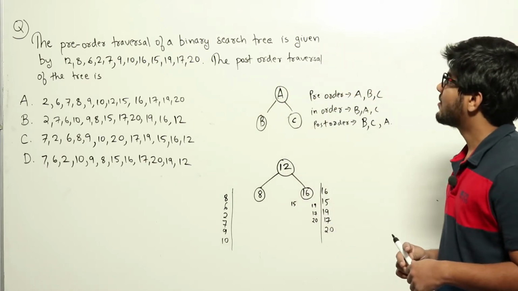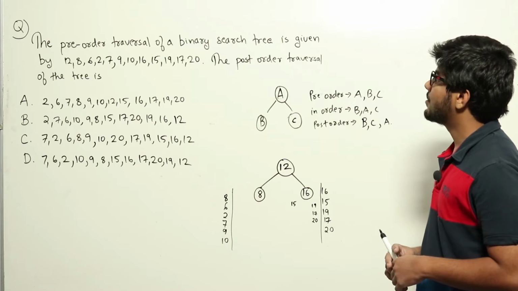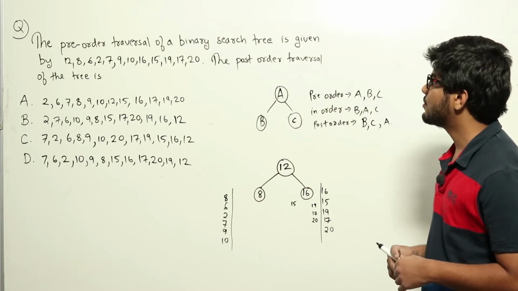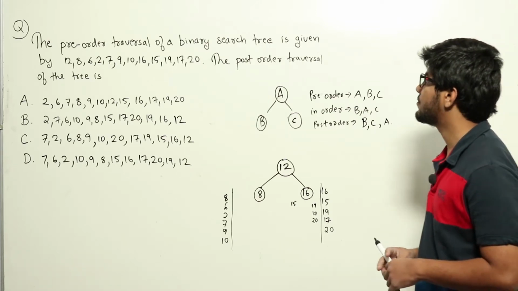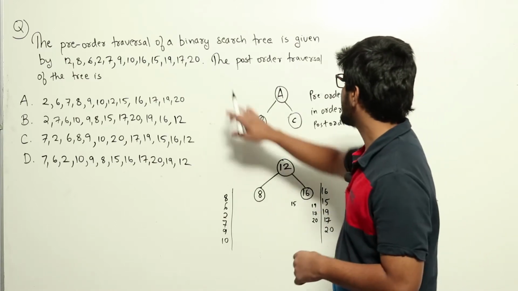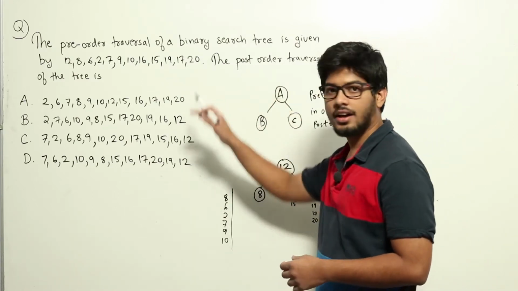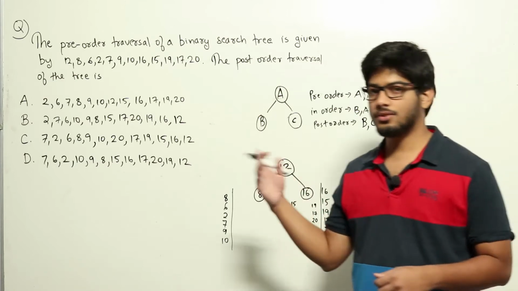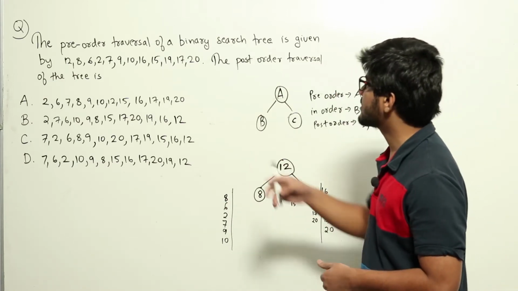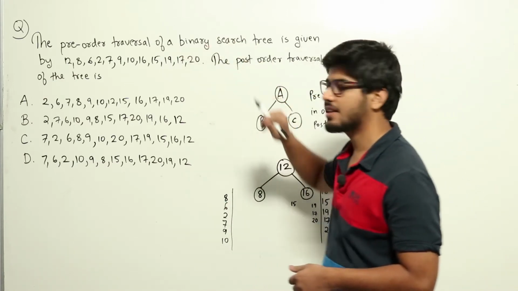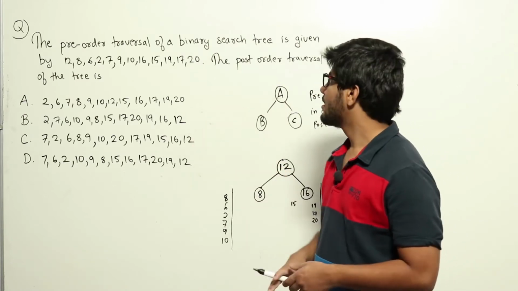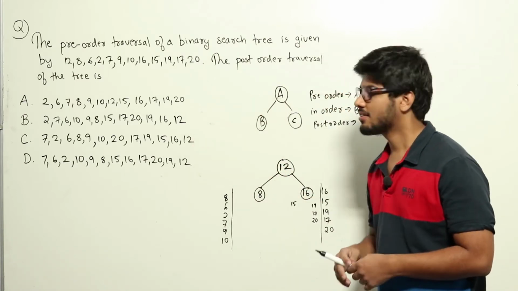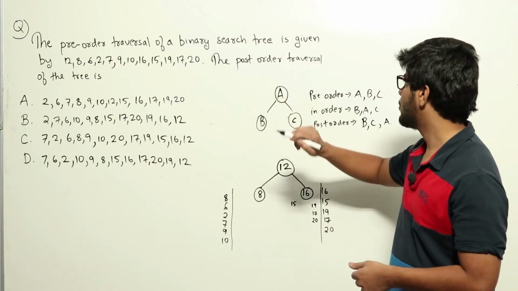The pre-order traversal of a binary search tree is given by 12, 8, 6, 2, 7, 9, 10, 16, 15, 19, 17, 20. The post-order traversal of the tree is, and we have been given 4 options here. So this is a question from data structures regarding binary search tree and the pre-order traversal, in-order traversal, post-order traversal, etc. So what is post-order traversal?